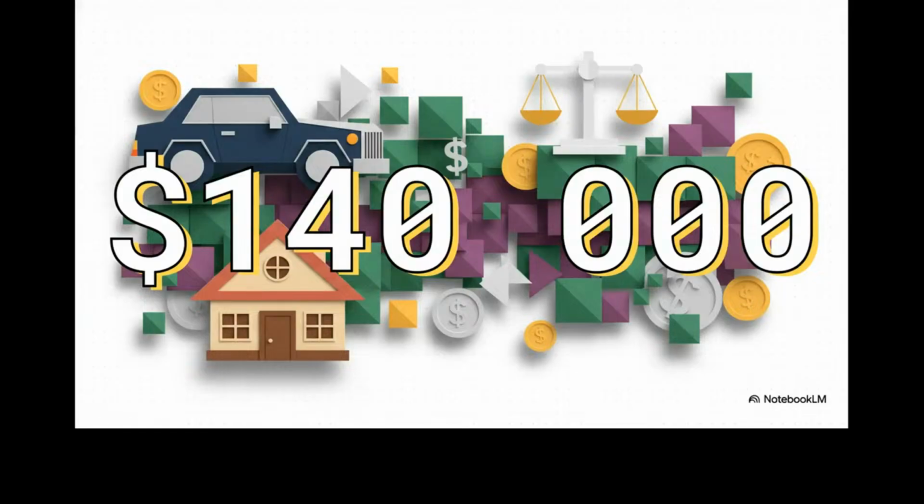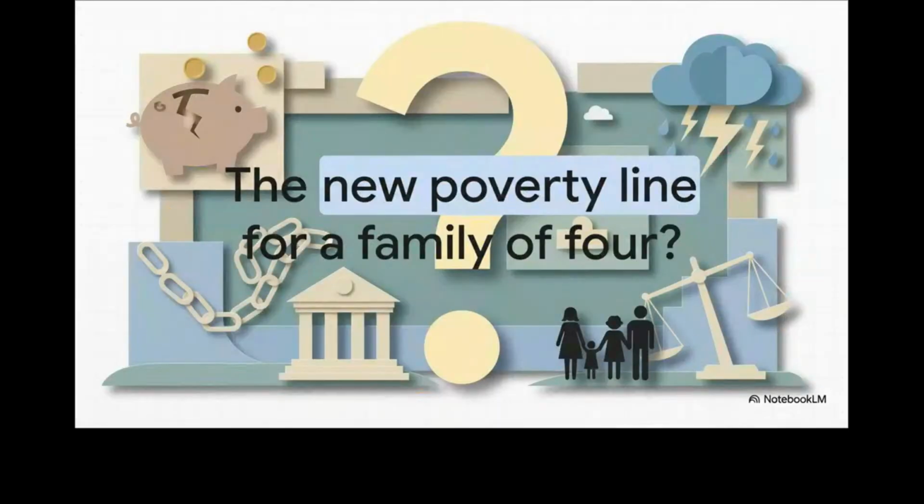Maybe a fancy sports car or a down payment on a house somewhere? But what if I told you that according to one analysis that went viral, this is actually the new poverty line for a family of 4 in America? Yeah, shocking, right? But it kicks off a really important conversation about the gap between the official stats and what it actually feels like to live day to day.